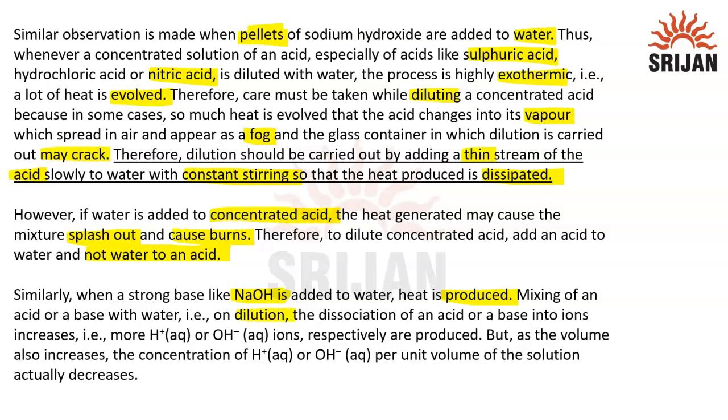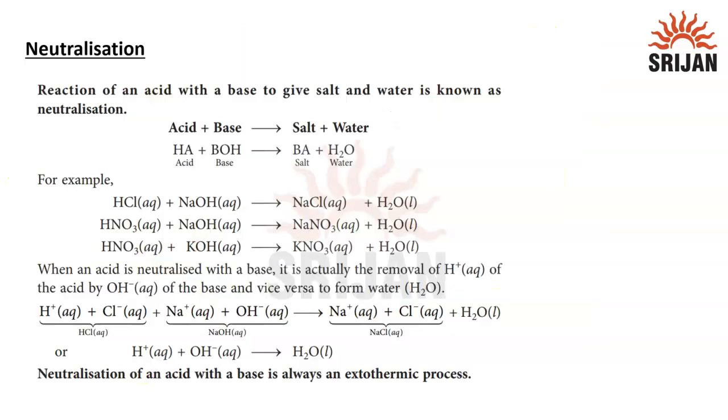What happens on dilution? Dissociation of the acid or base, meaning breaking down into its ions, so we have more H plus ions or more OH minus ions in the solution. But the volume also increases. As we add water, the volume of the solution increases, so the concentration of H plus or OH minus ions per unit volume decreases. The overall volume is increasing and the dissociation is increasing, but the H plus or OH minus per unit volume is actually decreasing.